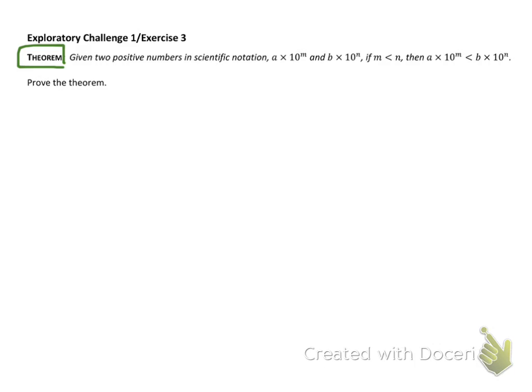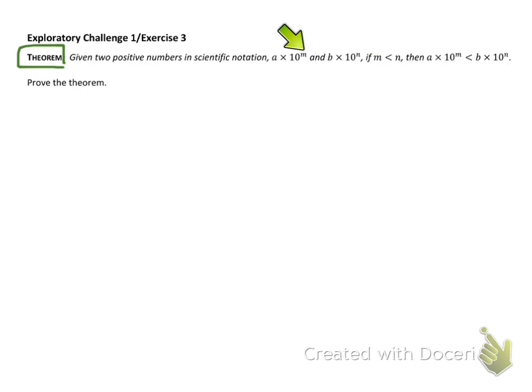So given two positive numbers in scientific notation, and here's our scientific notation numbers right here, A and B. Let me just point to them. A times 10 to the m, B times 10 to the n. If m is less than n, so looking just at the exponents, then A times 10 to the m will be less than B times 10 to the n.